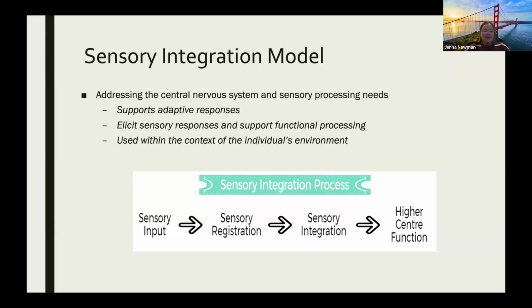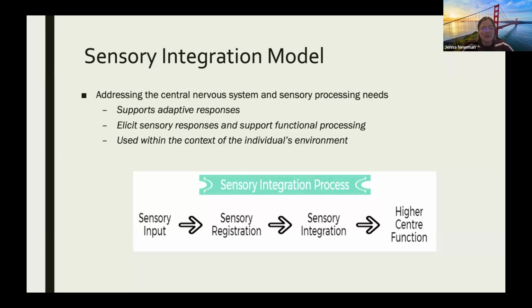And the sensory integration model, when this process works well, when we are able to receive this sensory input, register it, integrate it, and then have an adaptive response, we move, we learn, we regulate emotions, and we participate in our occupations. But when it doesn't, when one of these areas is not working the way we want it to, it can really impact our participation, our behavior, and our regulation.